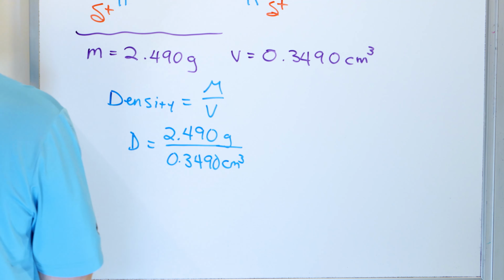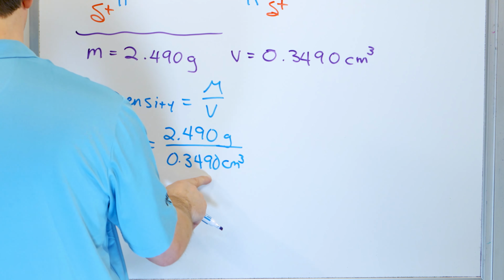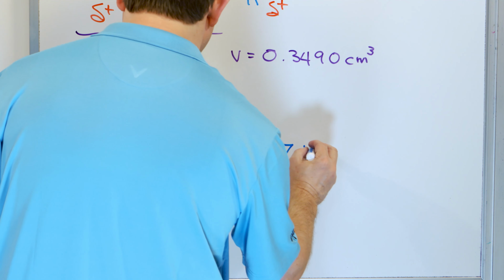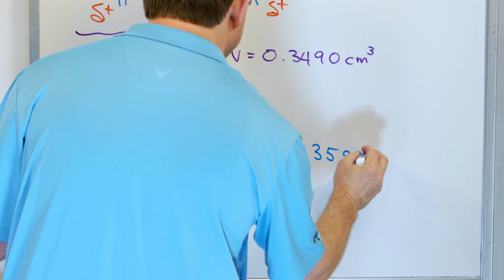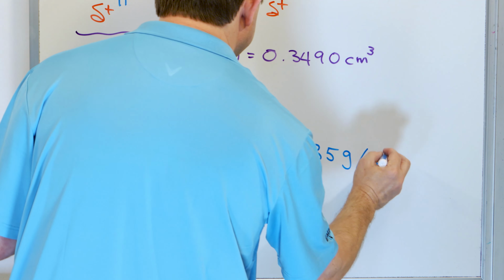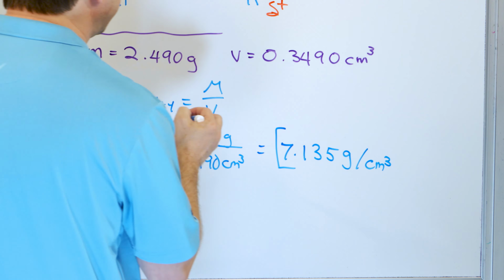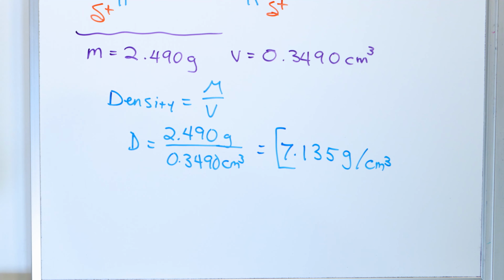So if we take 2.490 divided by 0.3490, we get a density of 7.135 grams per cubic centimeter. So that's the density of the penny that we have.